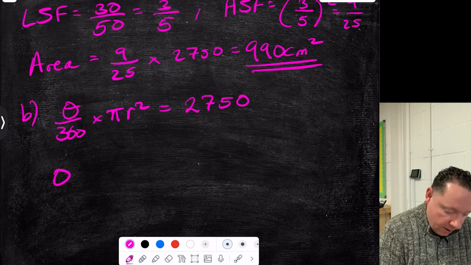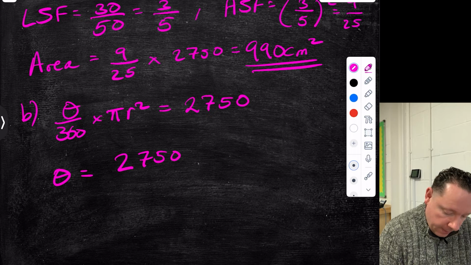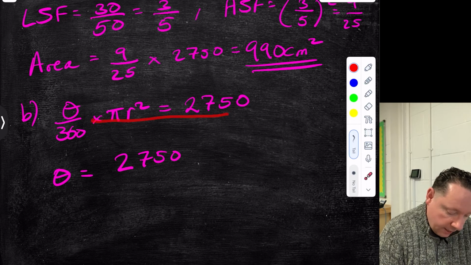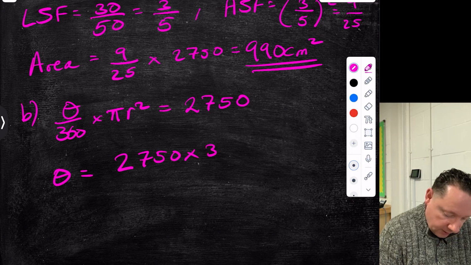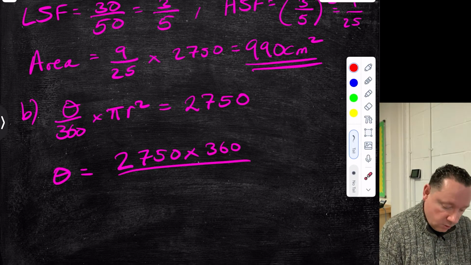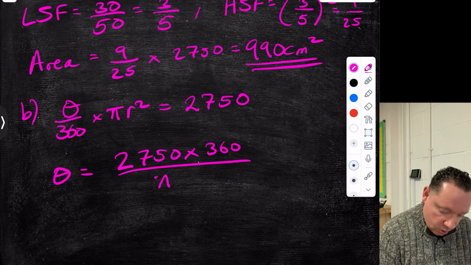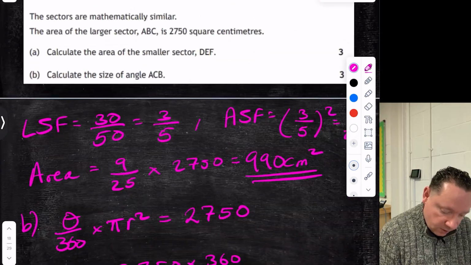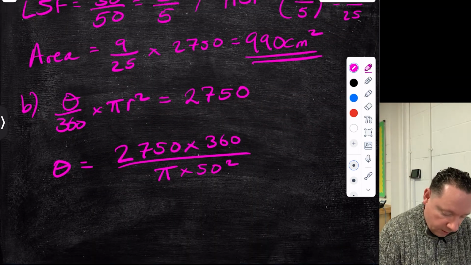To get your theta, I find the easiest way to work backwards is start with your answer, which is 2750. And as you go back, every time something's on the bottom, that now turns up on the top. So times 360. And anything that was originally on the top for times in, we just divide by it. So we've times by pi r squared, so we divide by pi r squared. And r, remember, for the big sector is 50. Pi times 50 squared. And then we just get a calculator and work all that out.